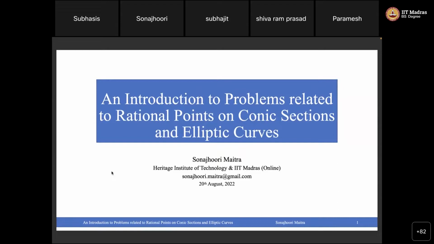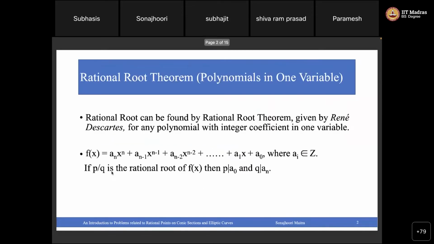Before diving right into conic sections and elliptic curves, let us talk about polynomials in a single variable, any n-degree polynomial in a single variable, and how we can find out rational roots of those polynomials. René Descartes gave a theorem called the rational root theorem, which can be used to find the rational roots of any n-degree polynomial in one variable.